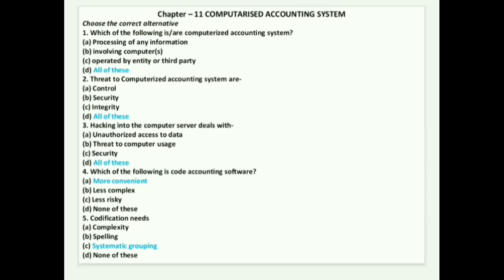You can watch our next video regarding the fill in the blanks, and numerical separate videos are there, so that will definitely help you to qualify the exam.